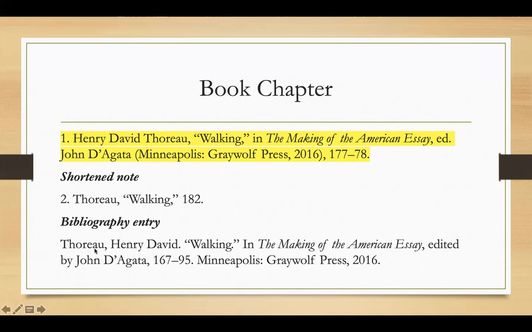Now when you put it in your works cited, this is how it is. See how it's Thoreau, last name, comma, Henry David, period. Again, it depends on which Chicago style number. 2016 can be here, right after, or at the end. You see "Walking" here, so you put a quote around the chapter, and then in The Making of American Essay, edited by John D. Agataga, and then again, comma, the page number, and then again, period, Minnesota, Graywood Press, 2016.